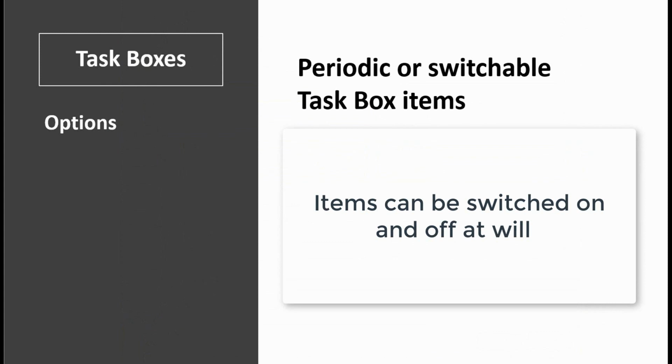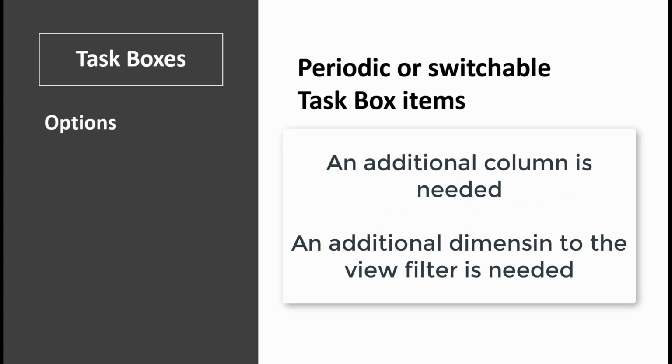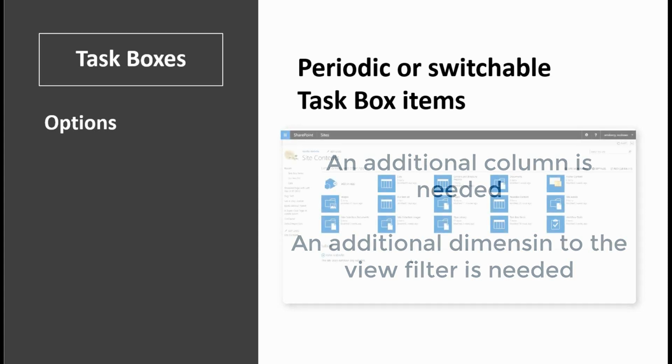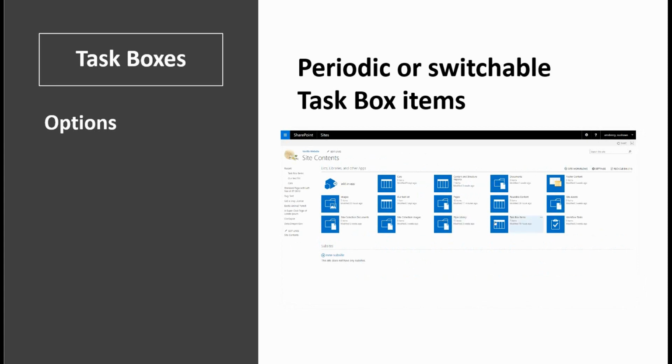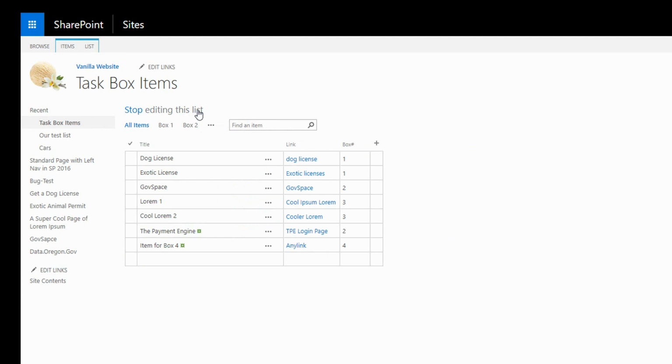If items might be regularly added and removed from task boxes, like for seasonal activities, demands, or deadlines, an additional column may be added to the task box list and an additional dimension added to the filter for each view. To add this kind of functionality, enter the list and choose to edit the list. Choose to add a column by clicking the small plus sign next to the column headings.